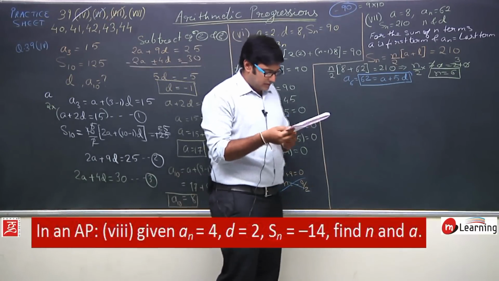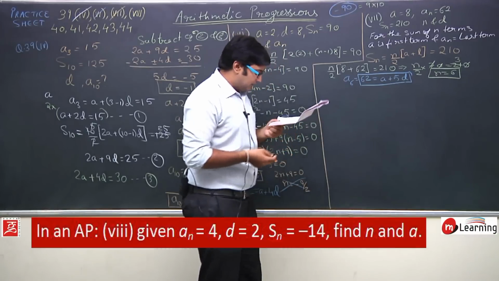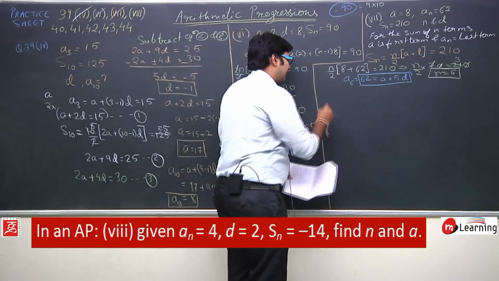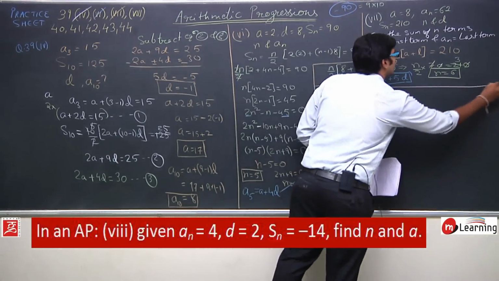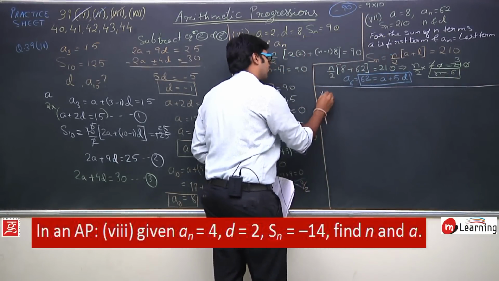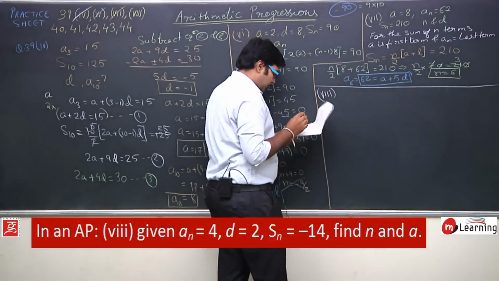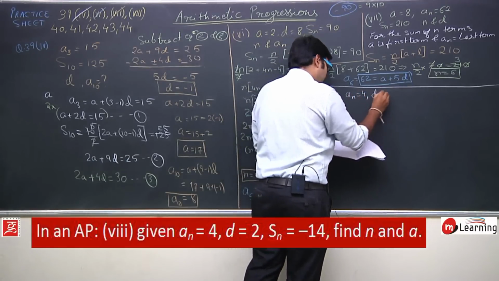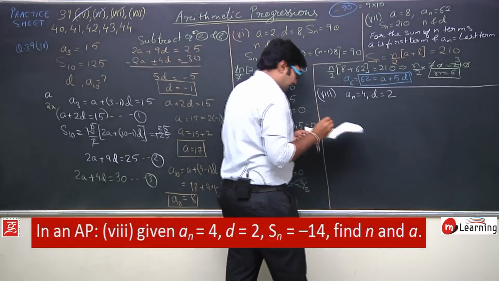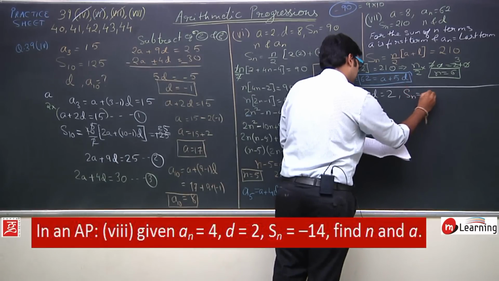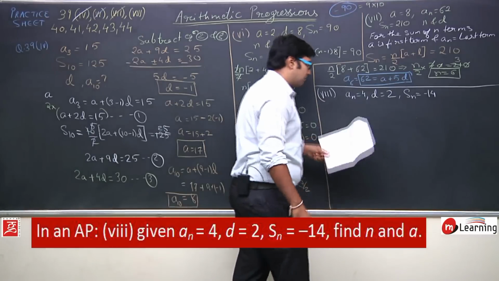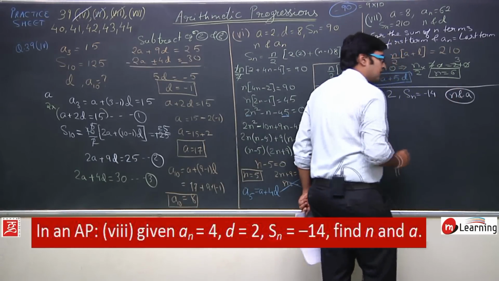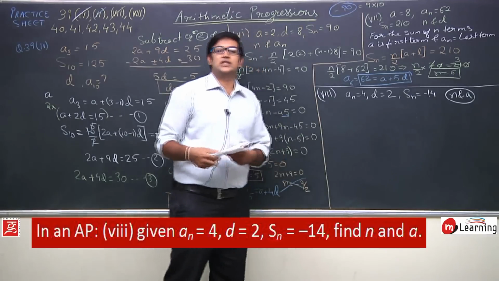Then the next one is the 8th one. The 8th one is an is equal to 4, d is equal to 2. So 8th part, an is given as 4, the value of d is 2, and Sn, the sum of n terms, is -14. So you need to determine n and a. We have to tell the value of n and a.